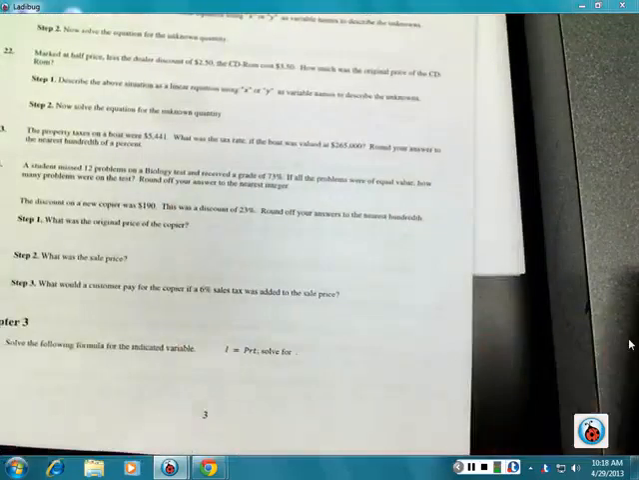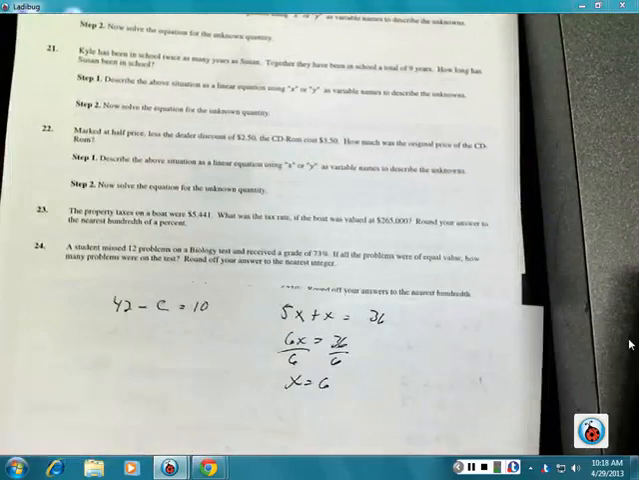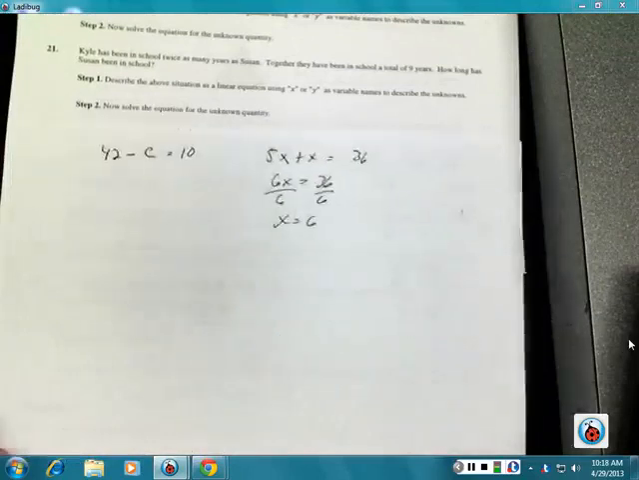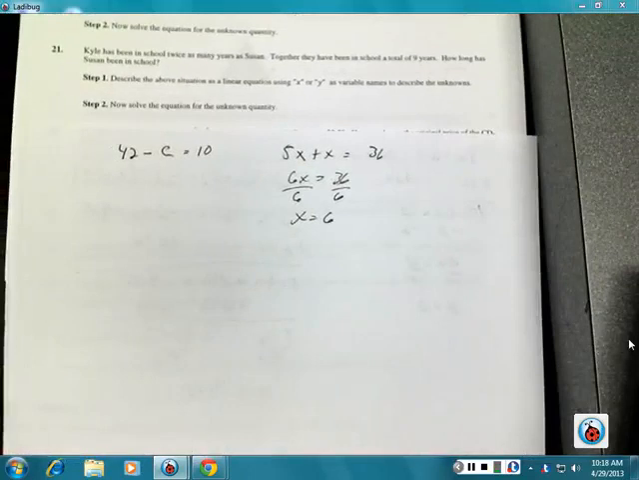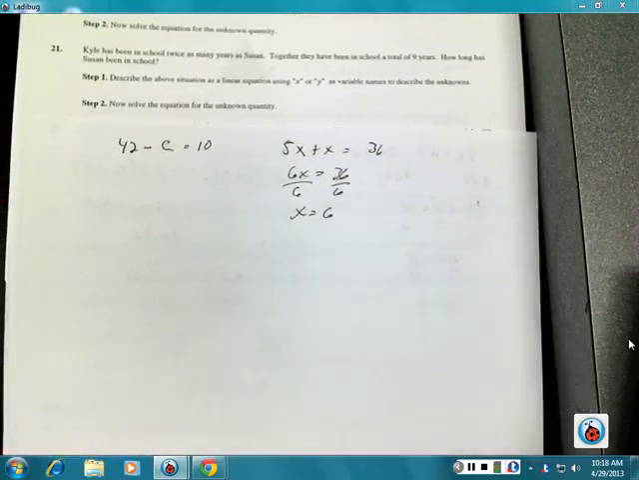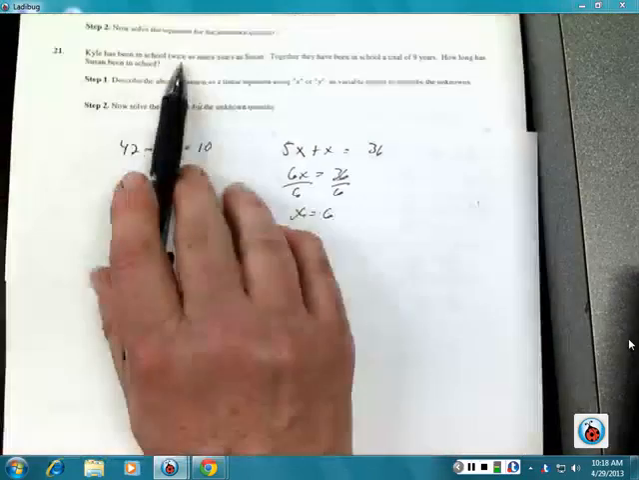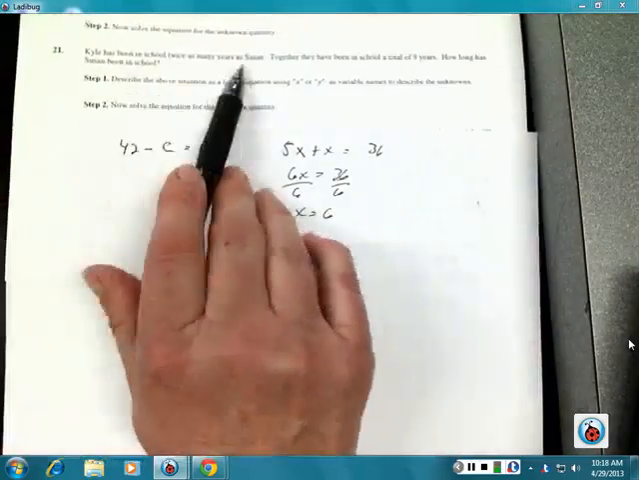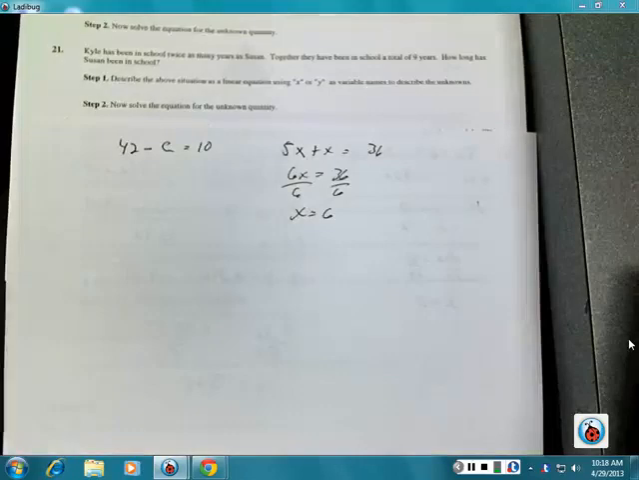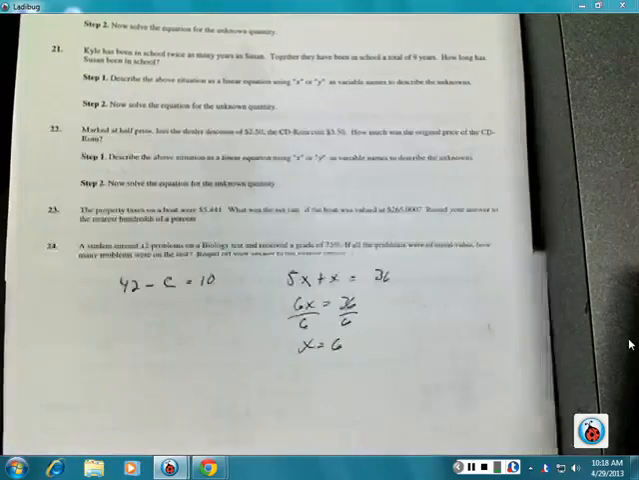20. Can you do that one? Can you do 21? Yes, that one's pretty simple. It's kind of like the boat, like the one we just did. So it would be 2 times for Kyle, and Susan is 1. So that one's not bad.